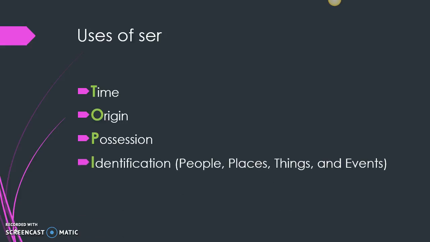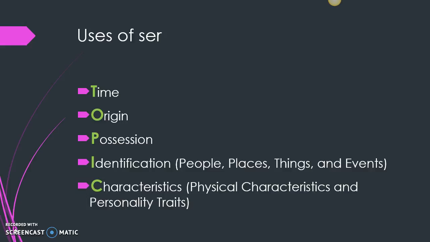The I stands for identification. We use ser to identify people, places, things, and events. The C stands for characteristics. We use ser to describe people's physical characteristics and personality traits.